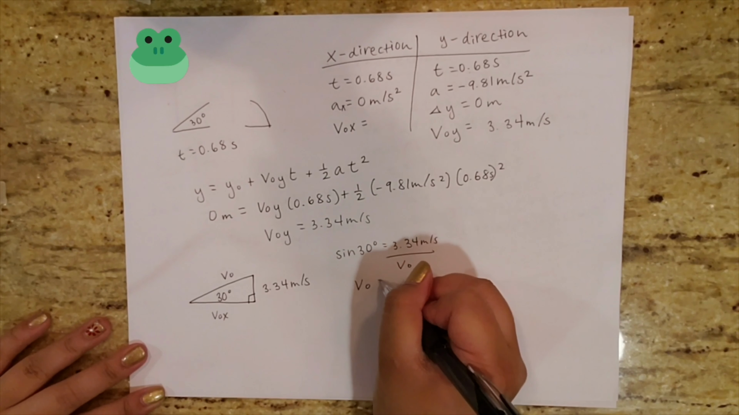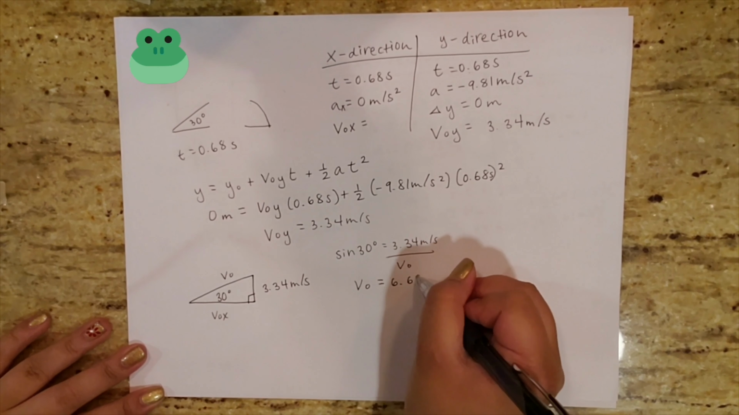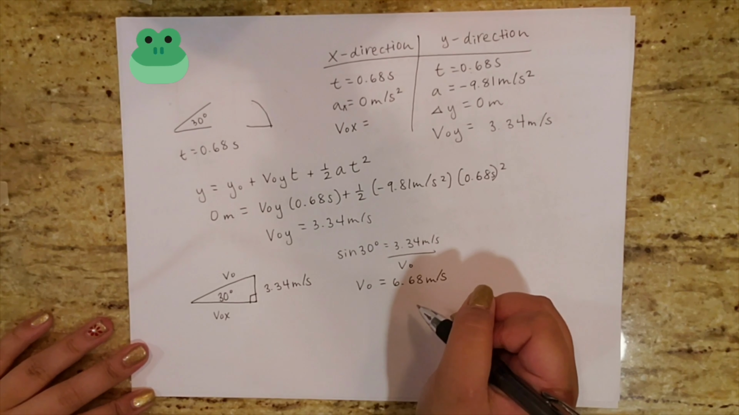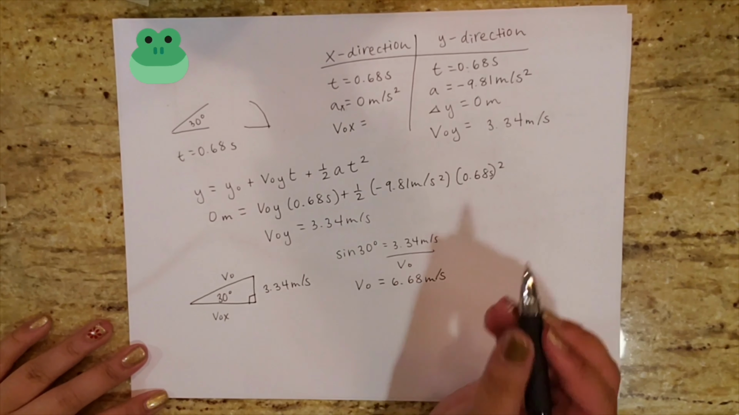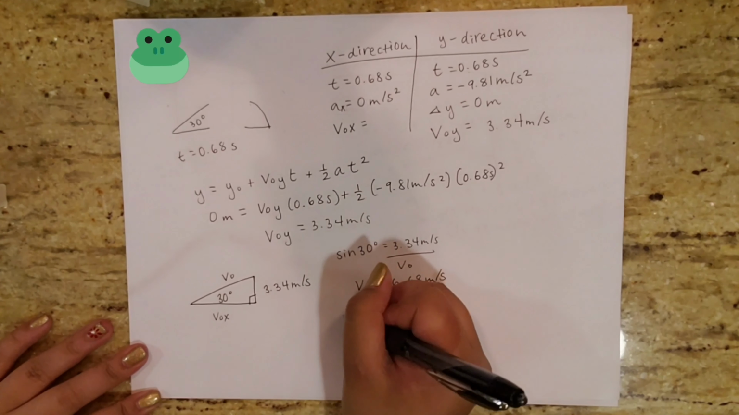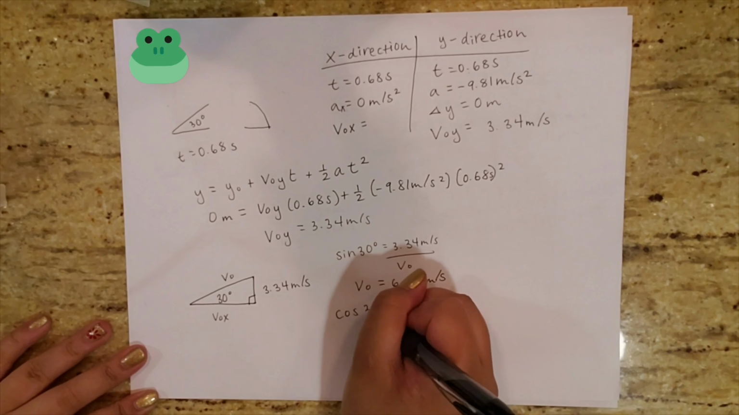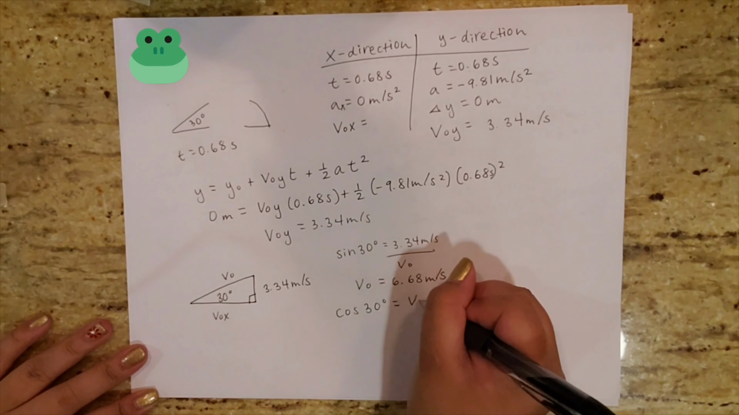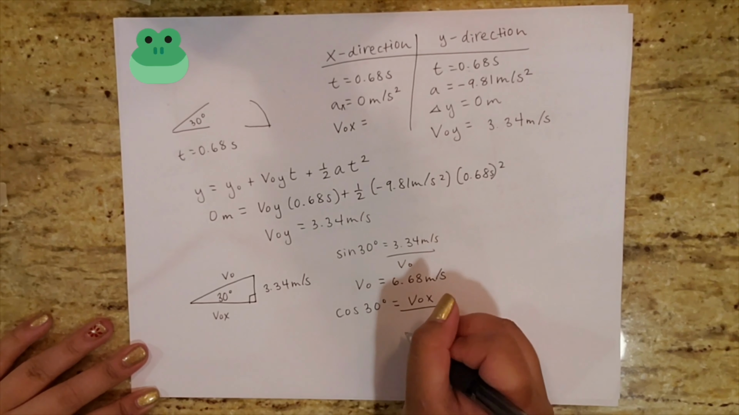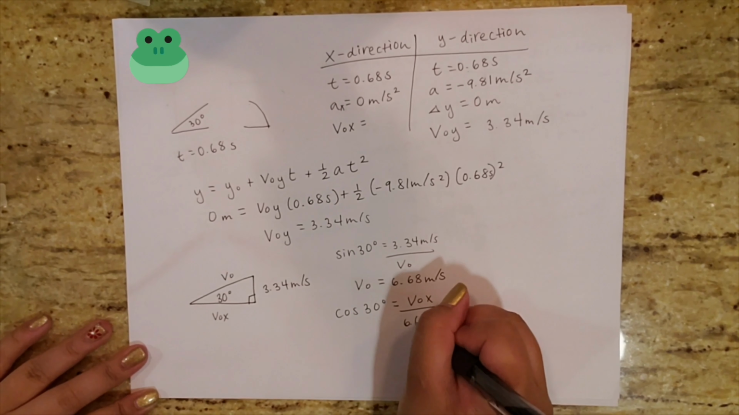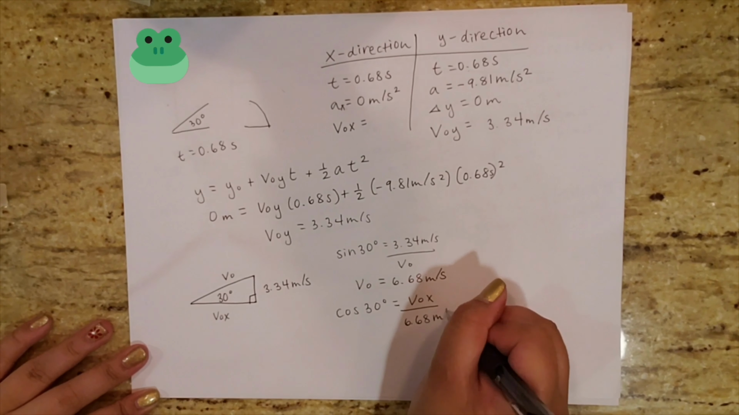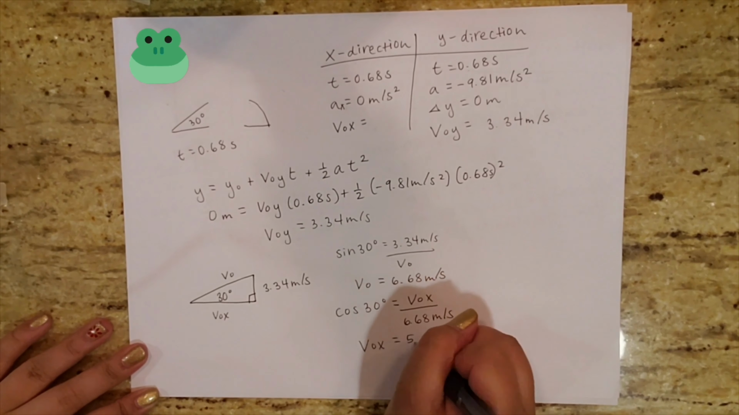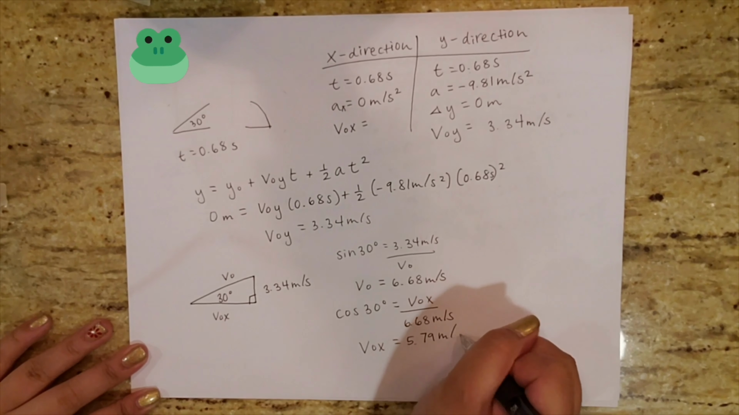Initial velocity is equal to 6.68 meters per second. We can also find initial velocity in the x direction. Cosine of 30 degrees is equal to initial velocity in the x direction over 6.68 meters per second. Initial velocity in the x direction is equal to 5.79 meters per second.